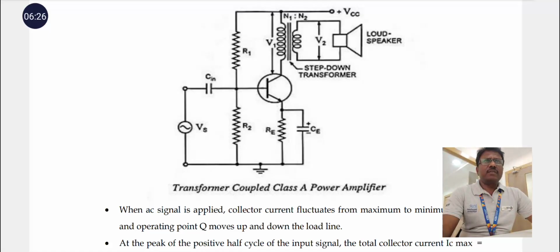The main advantages of this transformer coupling are maximum power transfer, better impedance matching, no DC reaches the loudspeaker, higher efficiency than the RC coupled class A amplifier, and suitability for audio output stages. The disadvantages are that the transformer is bulky, more expensive than RC coupling, and the frequency response is not perfectly flat. The transformer introduces some distortion at very low and very high frequencies, and magnetic losses reduce performance.